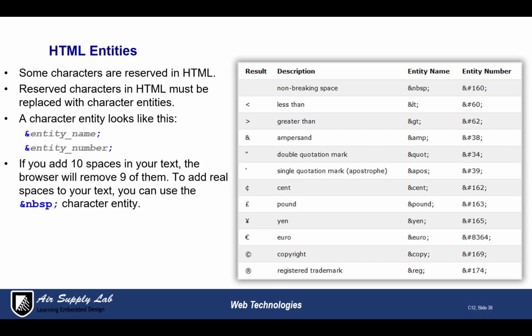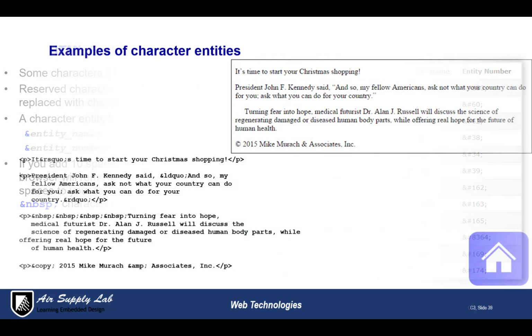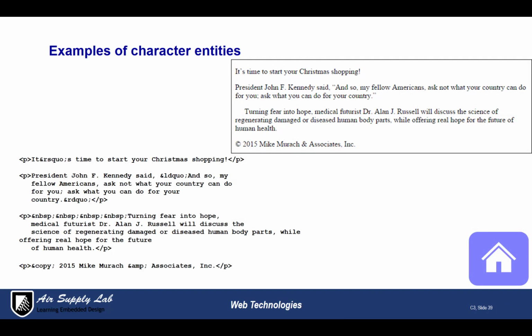If you type 10 spaces in your text, the browser will remove 9 of them. To add real spaces to your text, you can use the NBSP, non-breaking space character entity. The advantage of using an entity name is that they are easy to remember, but browsers may not support all entity names. Here's an example of the results of HTML entities.